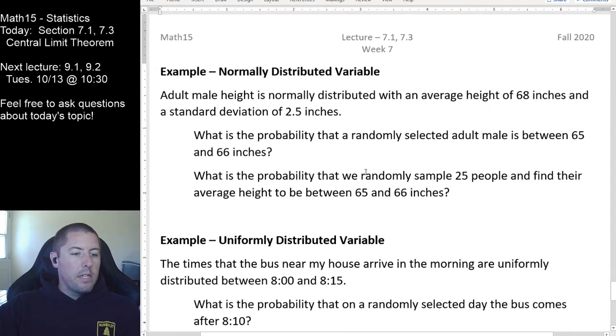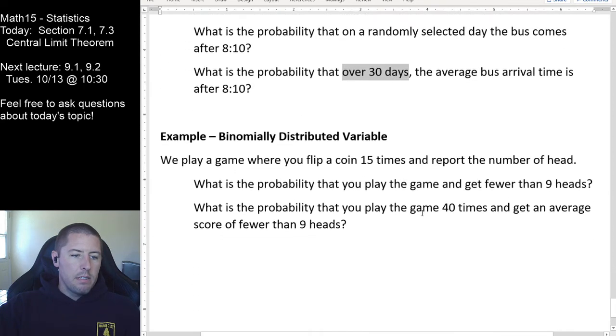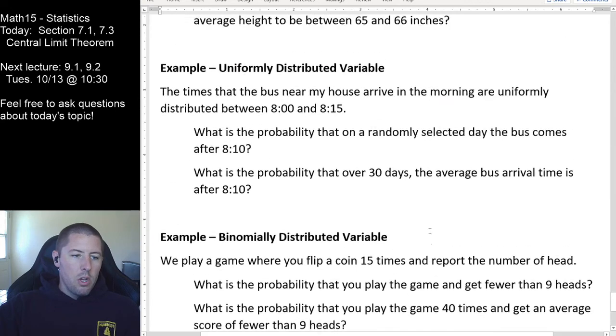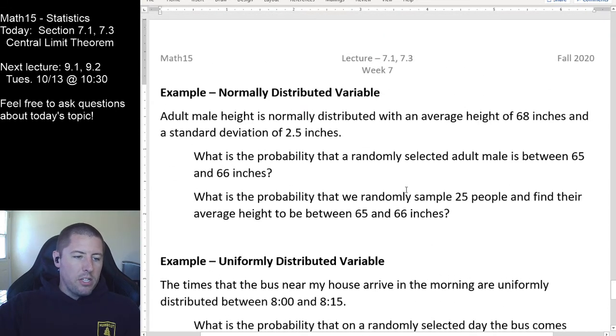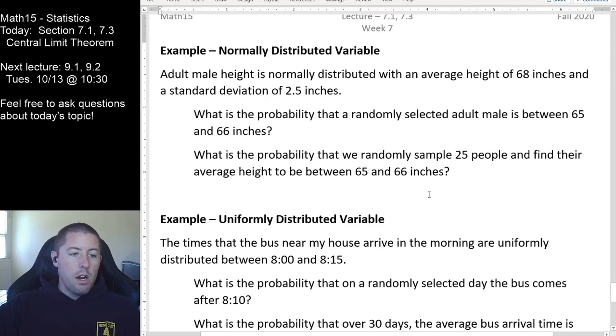I'm also then going to ask you a group collective question: a random sample of 25 adult males, a random sample of 30 days of waiting for the bus, a random sample of playing a game 40 times. So the first question is going to be about an individual, in which we don't need the central limit theorem. In all of the part 2s, we are going to be asking how an average is distributed, and so we do need the central limit theorem to talk about groups of averages collectively.